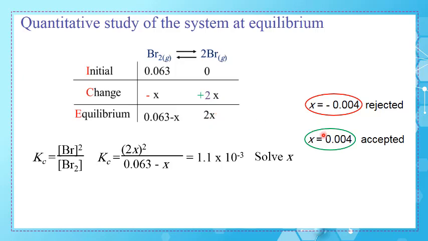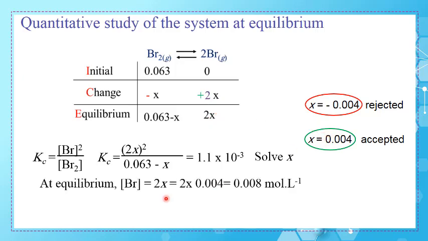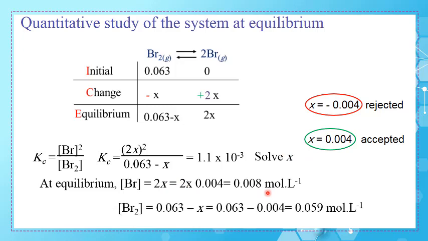Okay, now knowing this x, we can determine the quantity of Br at equilibrium, that is equal to 2x. Simply we multiply 2 by the value of x given, and we will get the quantity of Br at equilibrium. And we do the same for Br2 by replacing x here by its value. This is how to do a quantitative study of a system at equilibrium.